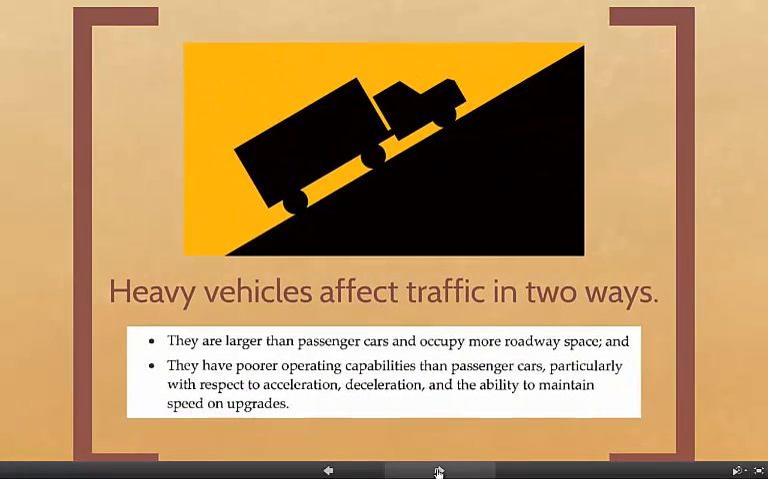It has been observed that heavy vehicles affect traffic in 2 ways. One, they are larger than passenger cars and occupy more space. They also typically have poorer operating capabilities in terms of acceleration, deceleration, upgrades, and steeper downgrades.